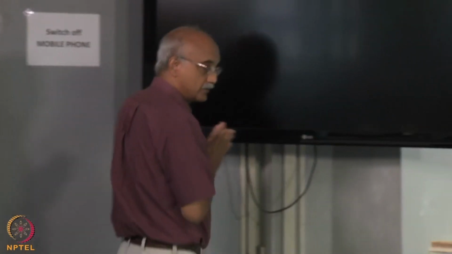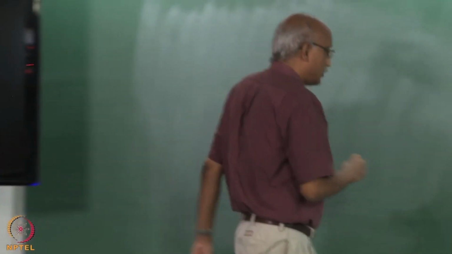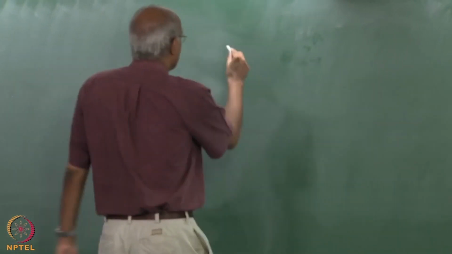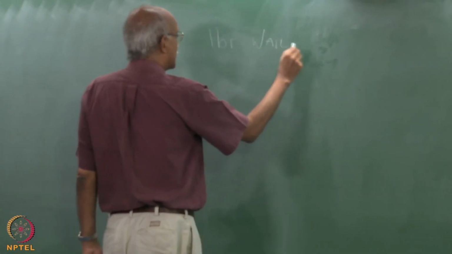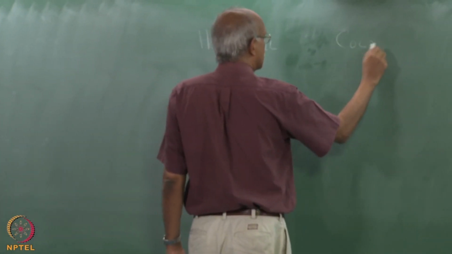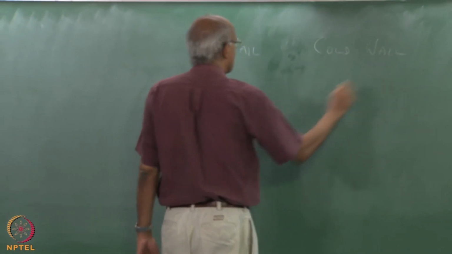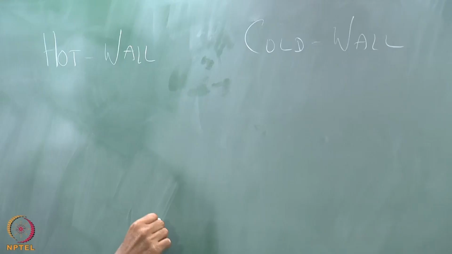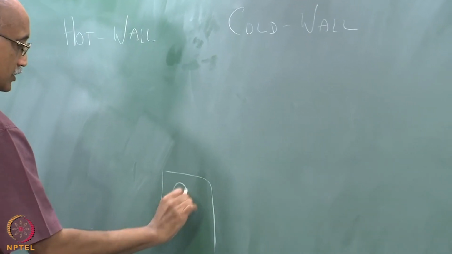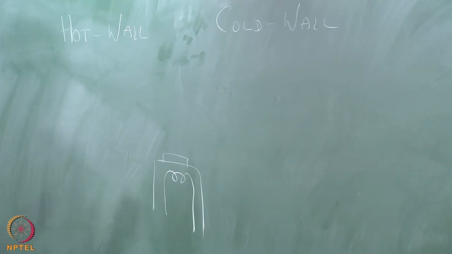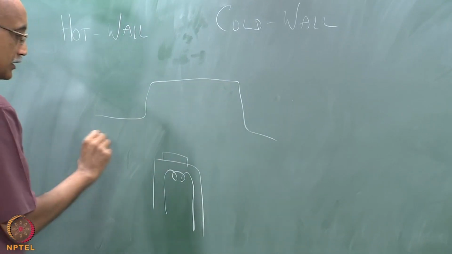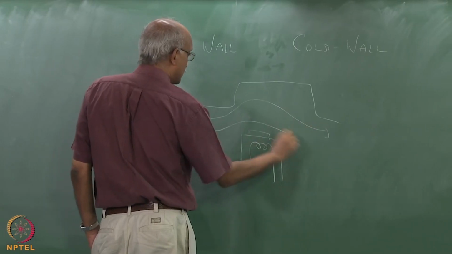Now, in terms of the temperature of the reactor, there are really again two modes in which a reactor can be operated. One is known as a hot wall reactor and the other is known as a cold wall reactor. Now, the difference between these two is, you have the substrate which is being provided with an external energy source on which you are depositing the film, and you have the reactor and the gases flowing through the reactor.